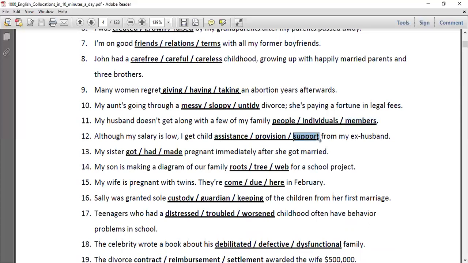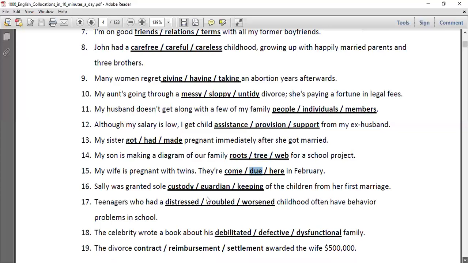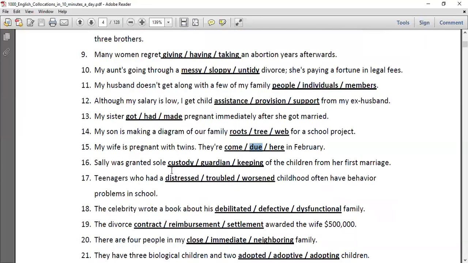Child support. Number 13, my sister got pregnant immediately after she got married. Number 14, my son is making a diagram of our family tree. Number 15, my wife is pregnant with twins. They're due in February. Number 16, Sally was granted sole custody of the children from her first marriage.